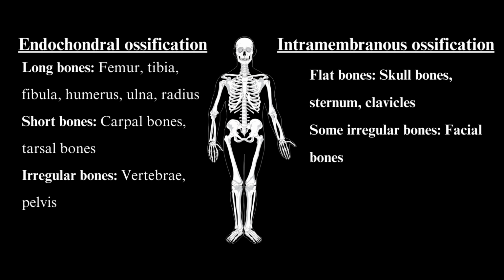Examples of bones that undergo endochondral ossification include the femur, humerus, vertebrae, pelvis, ribs, and the medial part of the clavicle. While bones that undergo intramembranous ossification include flat skull bones, maxilla, mandible, and pelvis.